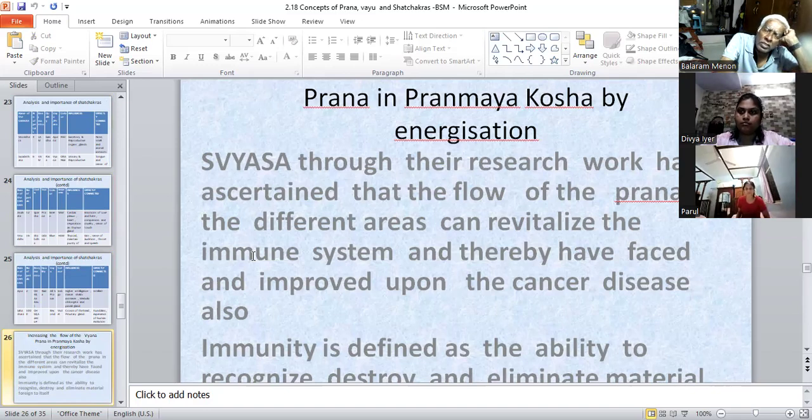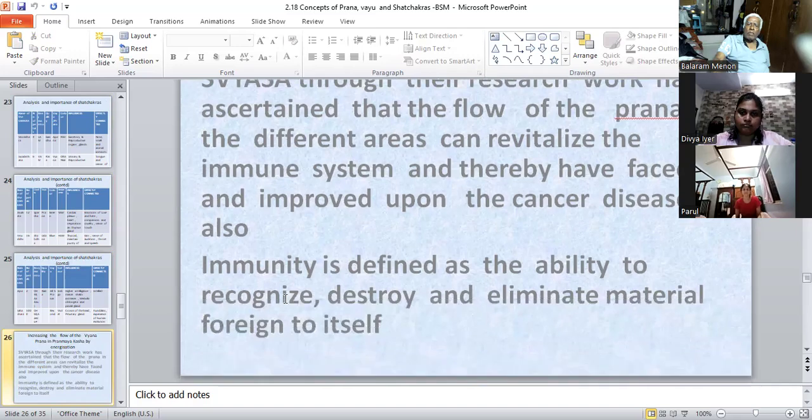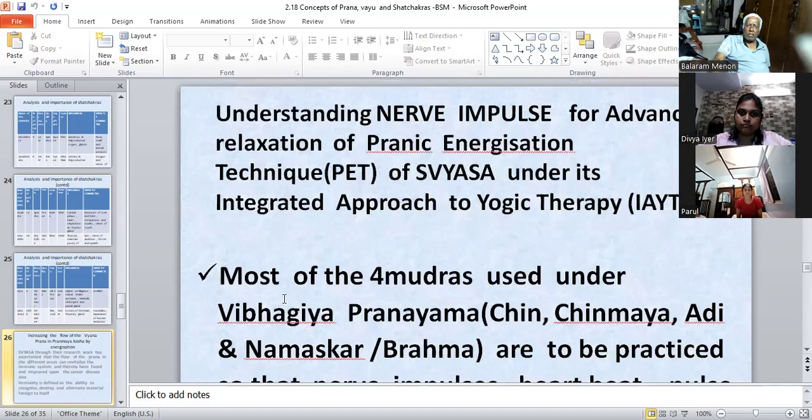So we have got an advanced technique called integrated approach to yogic technique. So, a very favorite topic of pranayama. An Ayurvedic concept of relaxation through the different processes of DRT, PET, MSRT. Immunity is defined as the ability to recognize and destroy and eliminate the material foreign to itself.